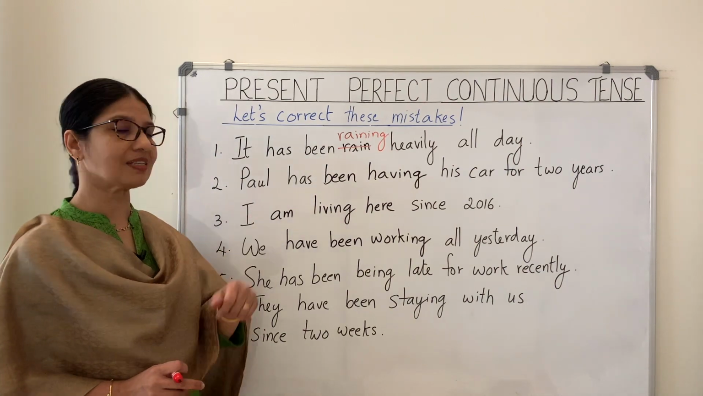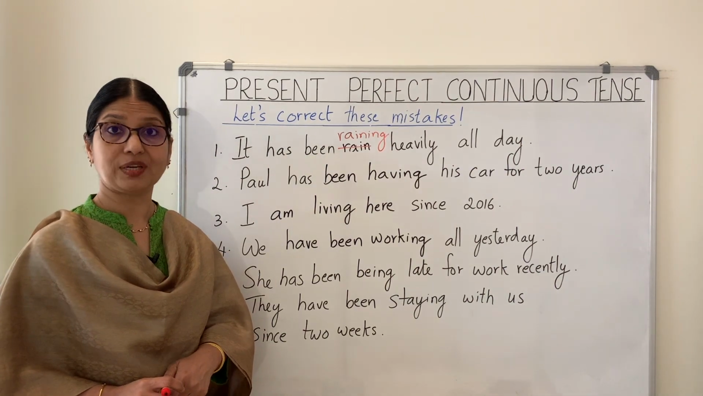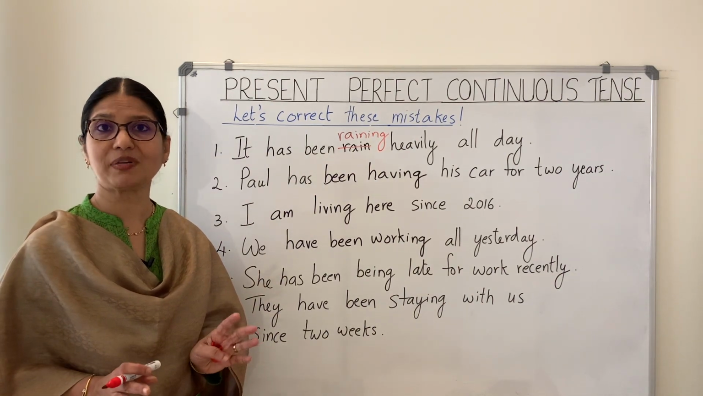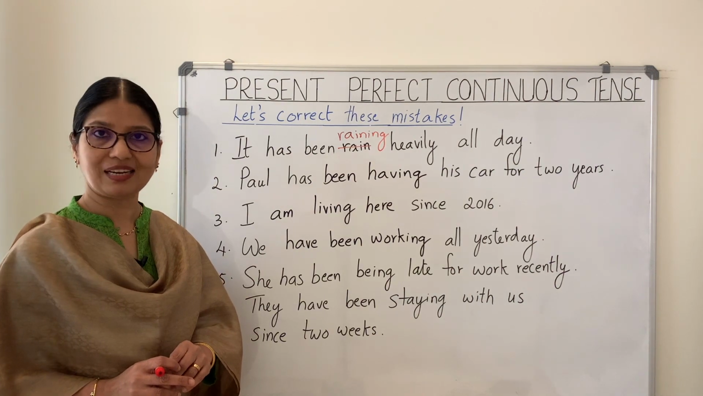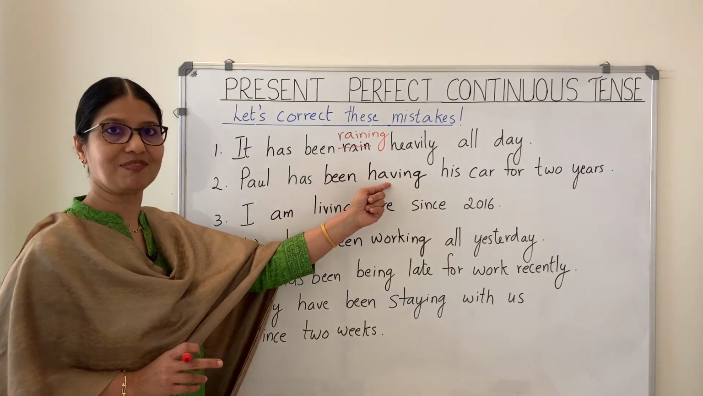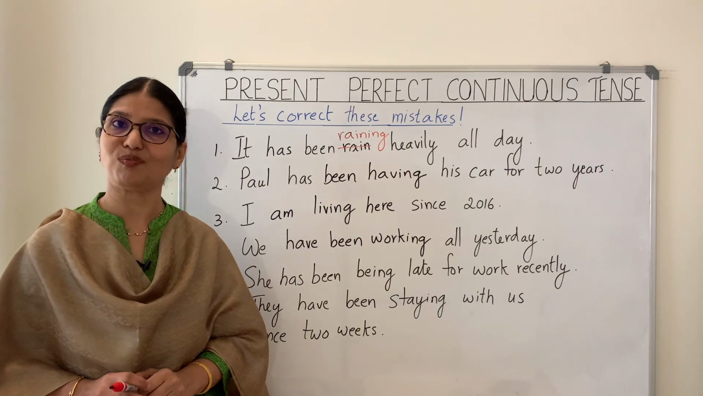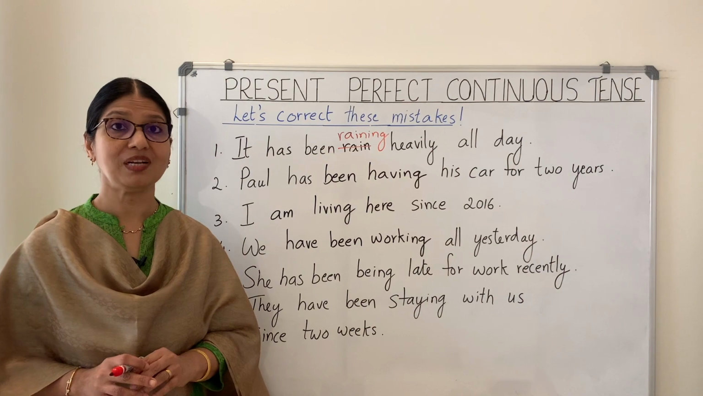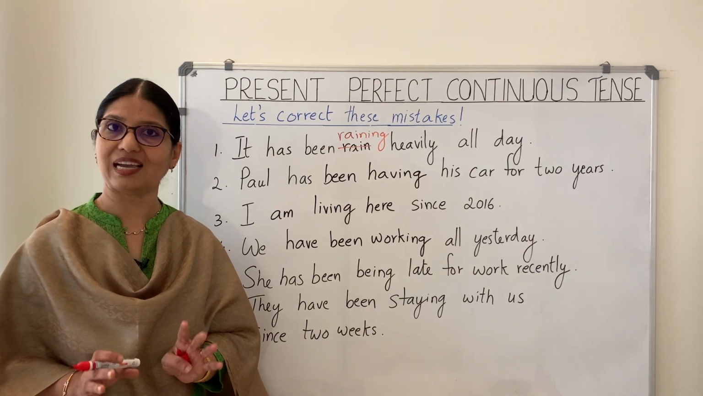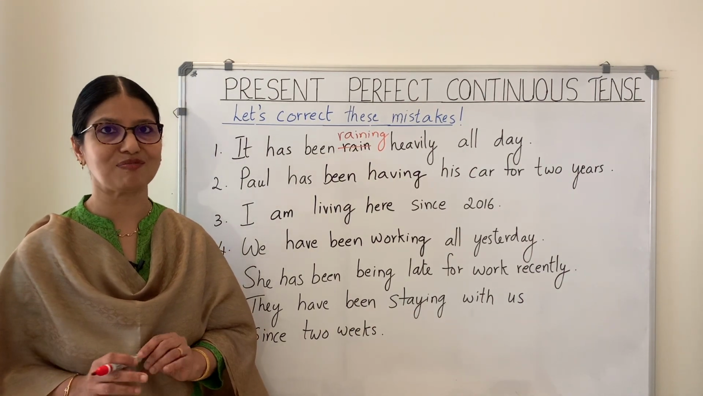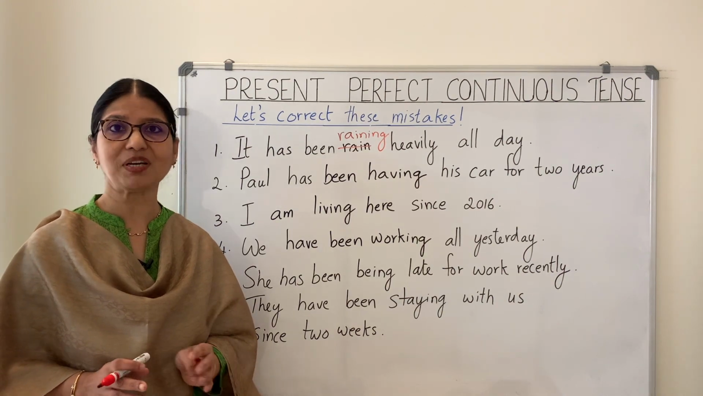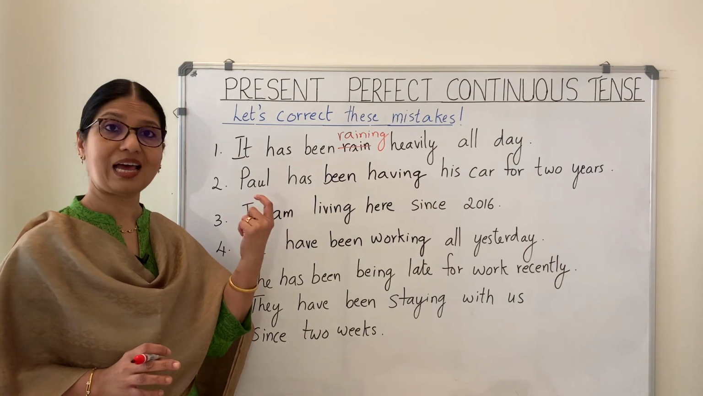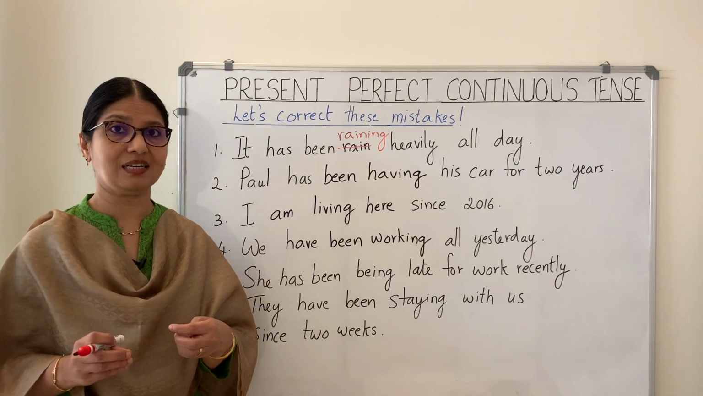Paul has been having his car for 2 years. You can see that I've used the keyword for there. So that means we can use the present perfect continuous form. But then look at the verb. You have have as the verb. What kind of a verb is have? In fact, have is a mixed verb. Sometimes it functions as a dynamic verb and sometimes it's just a stative verb. So how do you know whether it is dynamic or stative? From the context. If the verb have has the meaning to take, it's a dynamic verb.